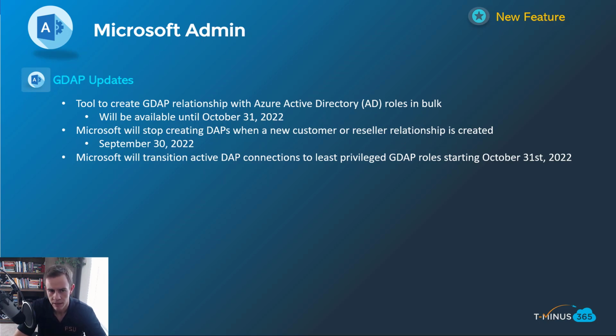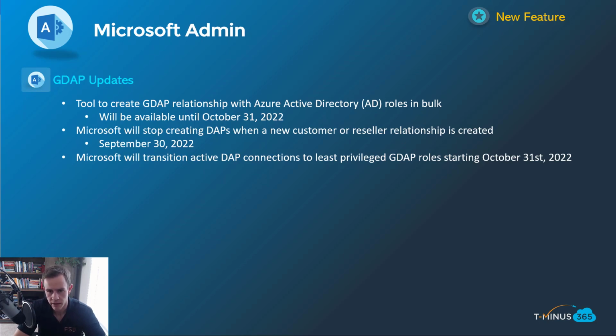The other one is the fact that Microsoft will stop creating DAP relationships when a new customer or reseller relationship is created. Basically meaning that you need to change your process for onboarding customers if you have the DAP relationship establishment as part of that process. That'll happen at the end of September, moving into October.